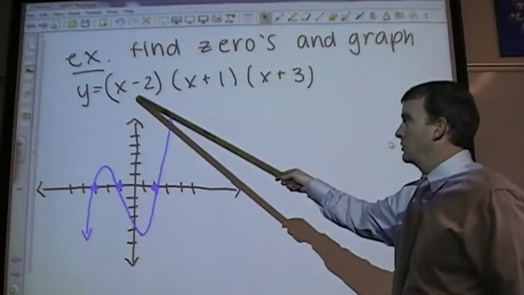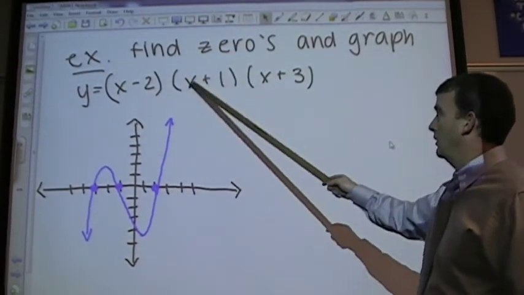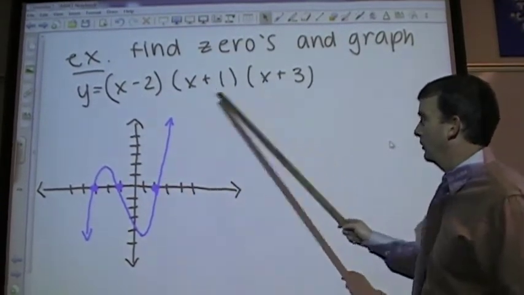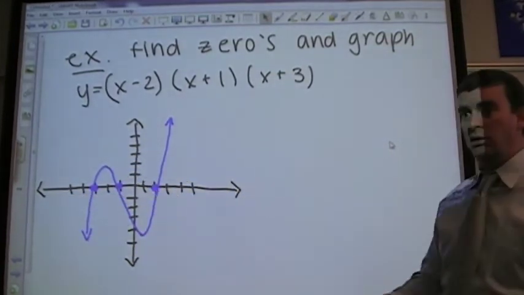Zeros come from the factors. Positive 2 would give me 0 here, so that's a 0. Negative 1, negative 3. So your zeros go on the x-axis. Okay? Zoom 6.